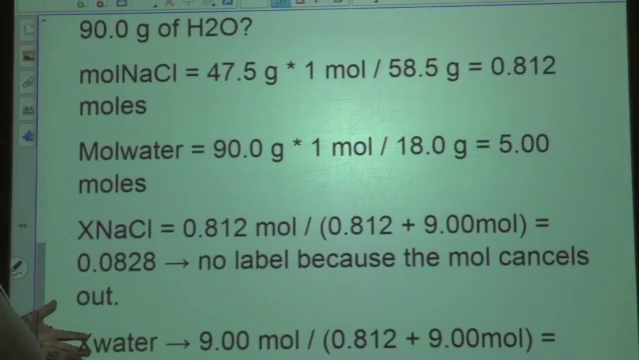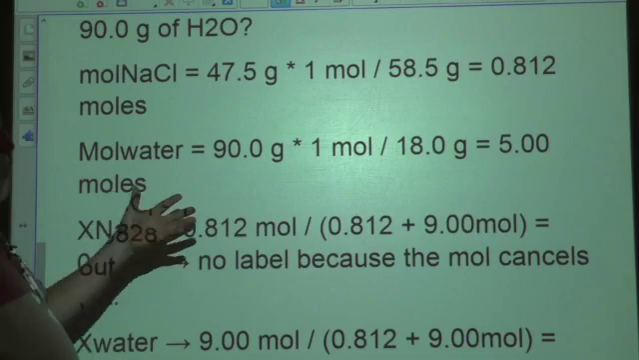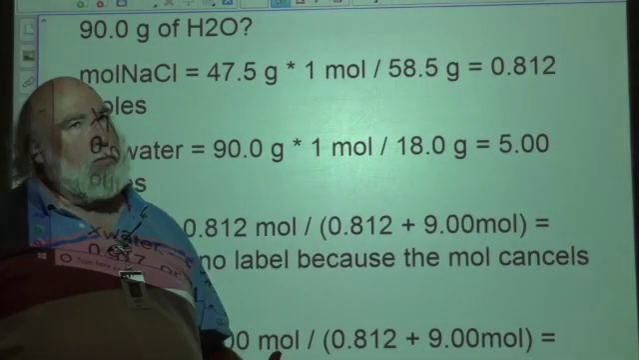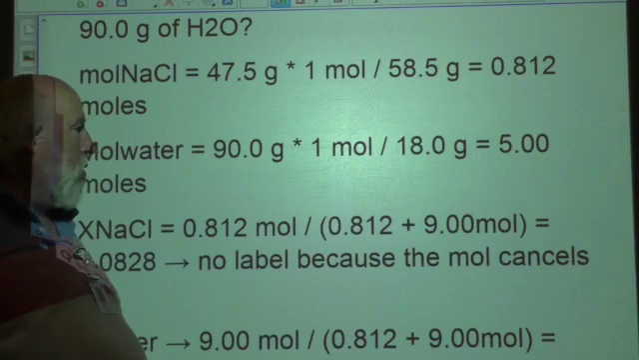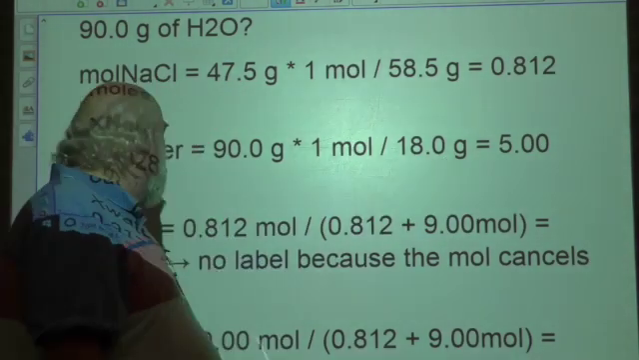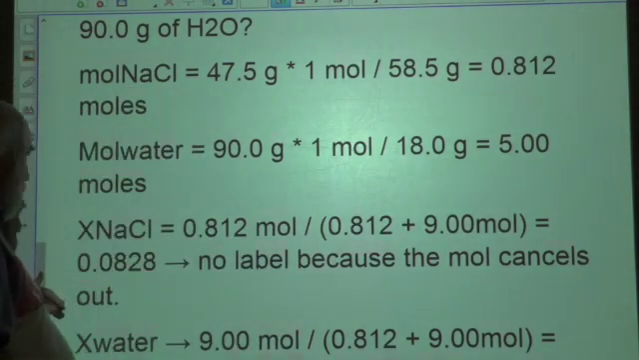Do the same thing with water. You get 90 grams times 1 mole over the molecular mass of water, which is 18.0 grams. And you get 5.00 moles of water.